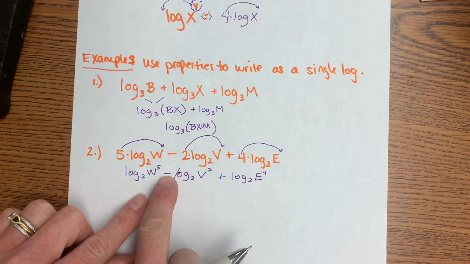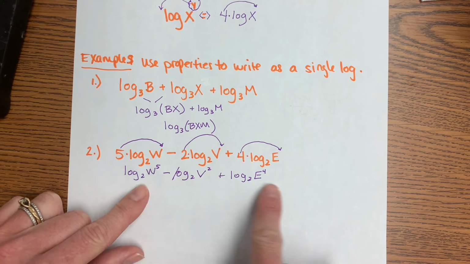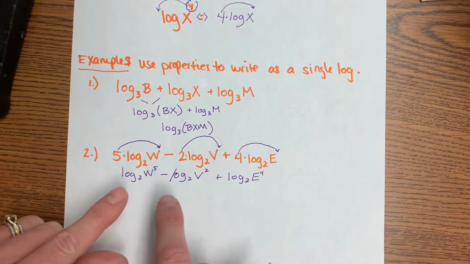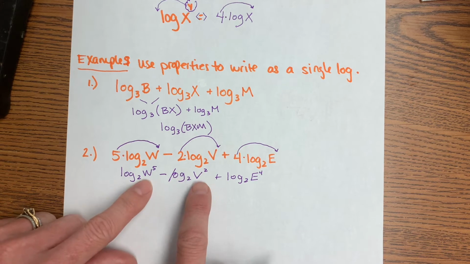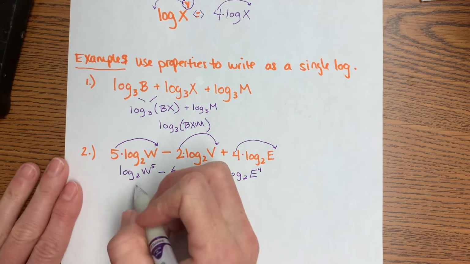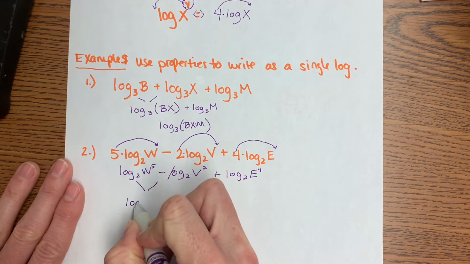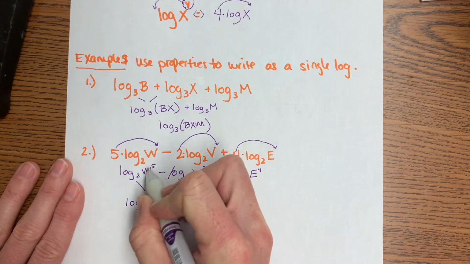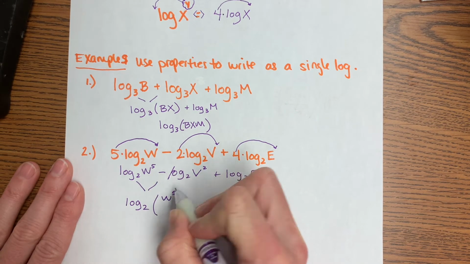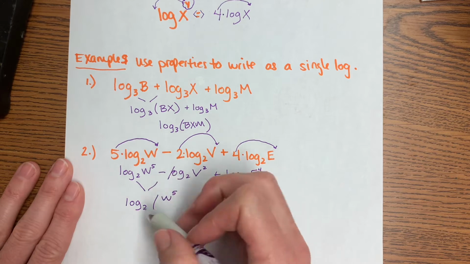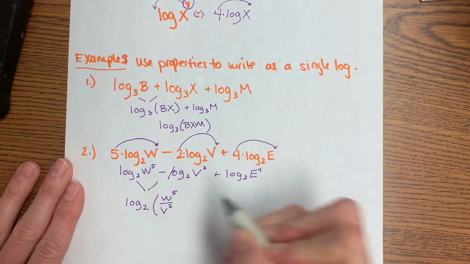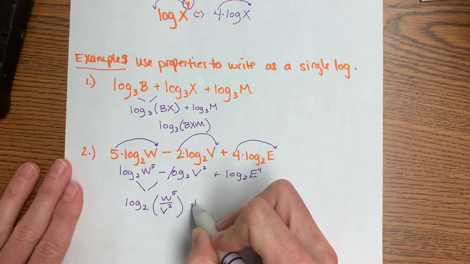And so now I have 2 logs minused. Again, I usually go in order, but you could jump over here, it doesn't matter. So I have 2 logs being minus, so that means I'm going to divide my arguments. These two are going to come together to log base 2 of w to the 5 goes on top. The minus is in front of the v, so that's why I know it has to go on the bottom. So v squared's on the bottom. And then I still have this.